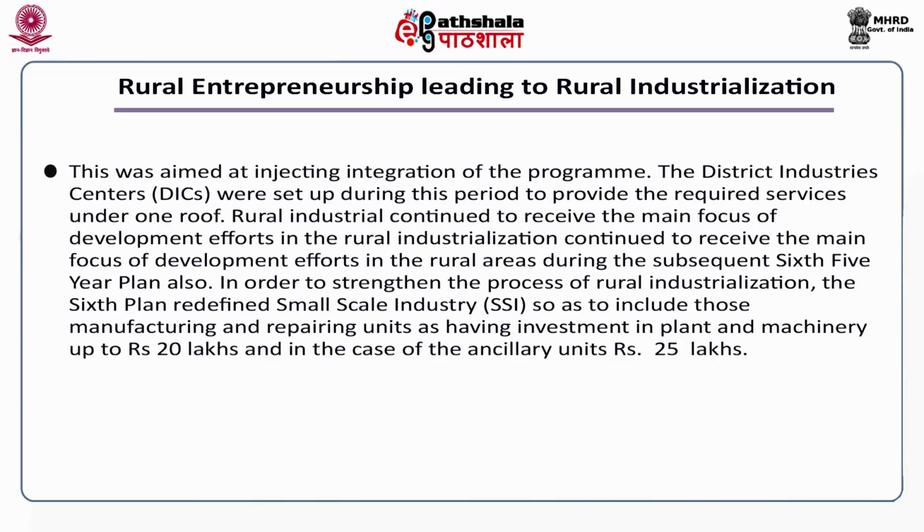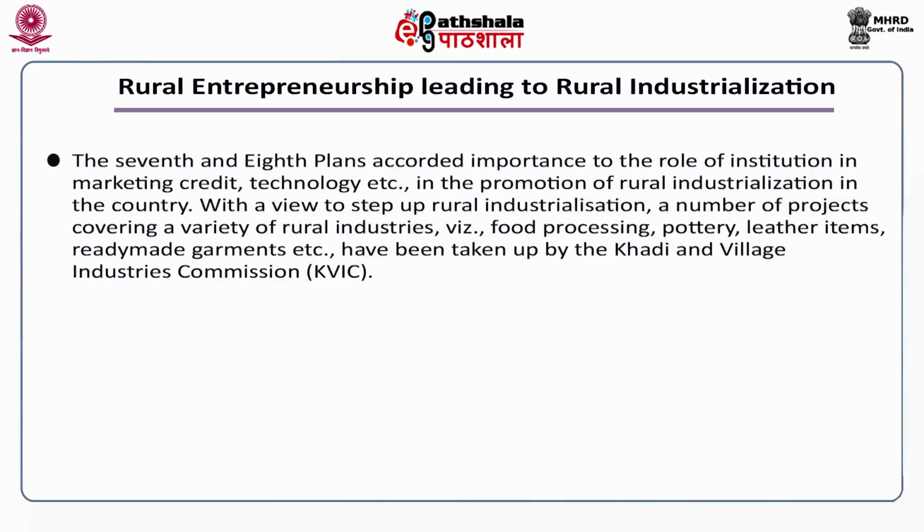In order to strengthen the process of rural industrialization, the sixth plan redefined small scale industries so as to include those manufacturing and repairing units as having investments in plant and machinery up to rupees 20 lakhs, and in case of ancillary units up to rupees 25 lakhs. The 7th and 8th 5-year plans accorded importance to the role of institutions in marketing, credit, technology, etc. in the promotion of rural industrialization in the country.